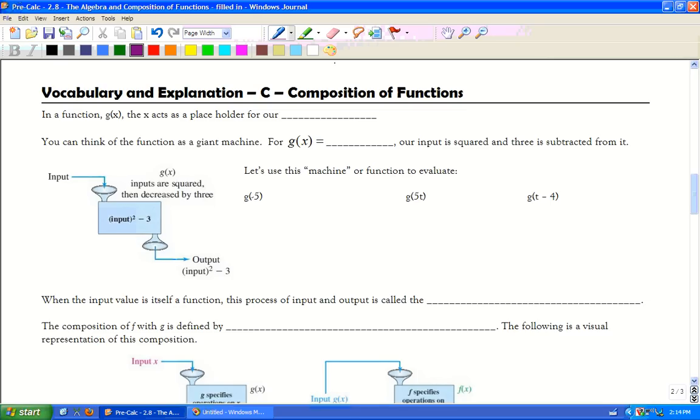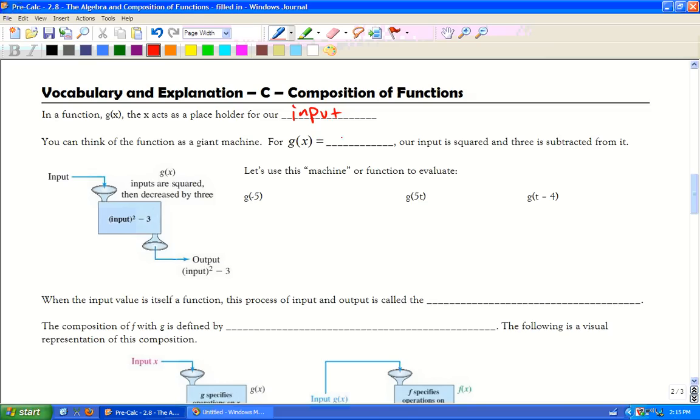Welcome back. Right now we're going to be looking at a process of inputting functions into functions. In a function, the g of x, the x is a placeholder for our input. So anytime we see x for a function, whatever's inside of parentheses is what gets put in for the place of x. You can think of functions as a giant machine.